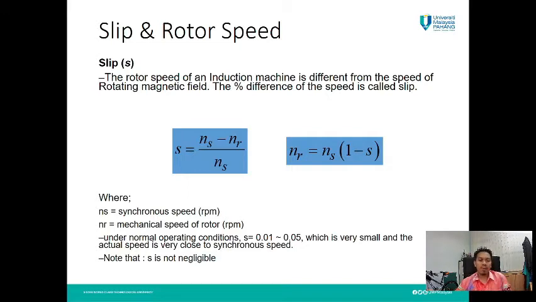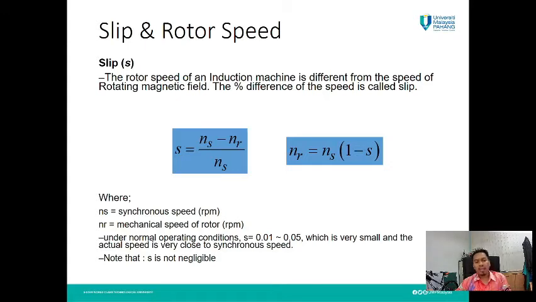Slip and rotor speed. So what is slip? The rotor speed of an induction machine is different from the speed of the rotating magnetic field. The rotating magnetic field is at synchronous speed, so the percent difference between the synchronous speed and the rotor speed is what we call slip. So the formula is S, slip, equal to synchronous speed minus rotor speed over synchronous speed. So we can calculate the slip S.